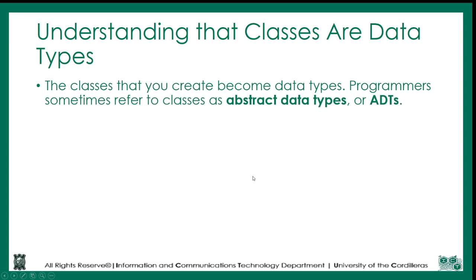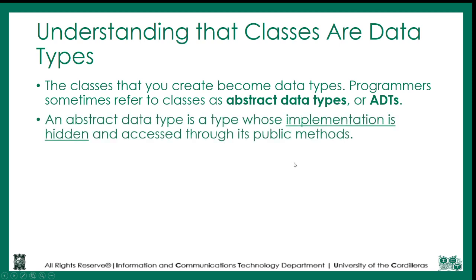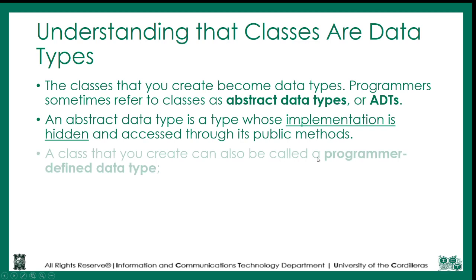The classes that you create become data types. Just like we have seen earlier, the employee class now can become what we call a data type. Programmers sometimes refer to classes as abstract data types, or ADTs. An ADT is a type whose implementation is hidden. That's why it's abstract. You don't have any idea what's inside of it. It's hidden and accessed through its public methods.